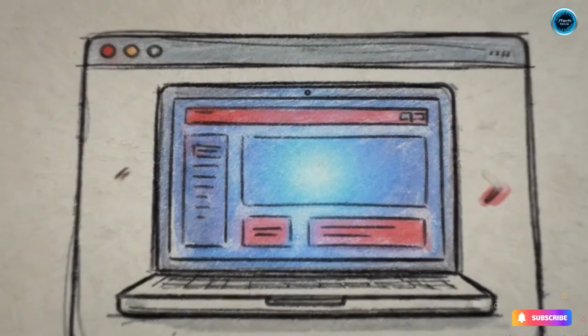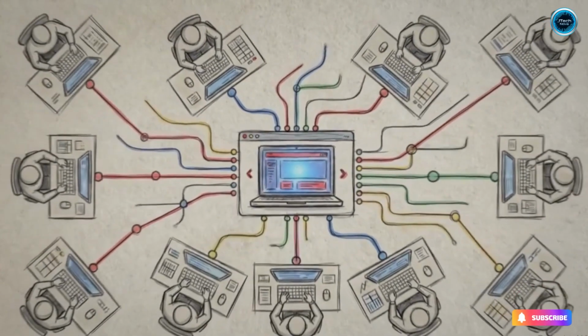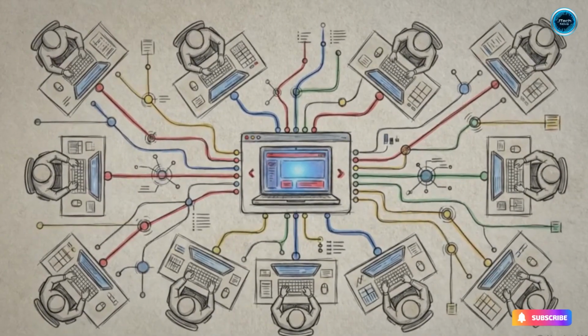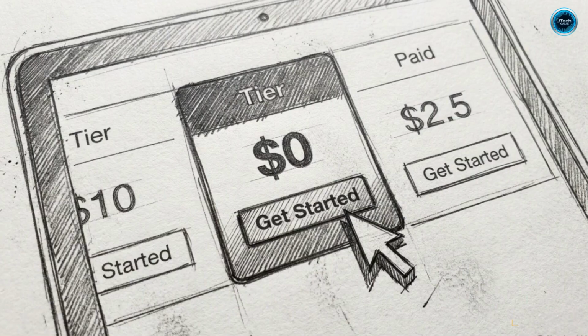AI video crossed a major threshold. It's no longer a niche tool. It's baked into a platform 3 billion people open every single day. In April 2026, Google rolled out an update embedding DeepMind's Veo 3.1 and Lyria 3 models directly into Google Workspace, and they made the entry point completely free.